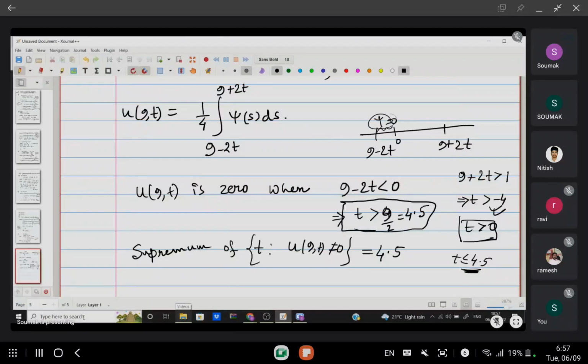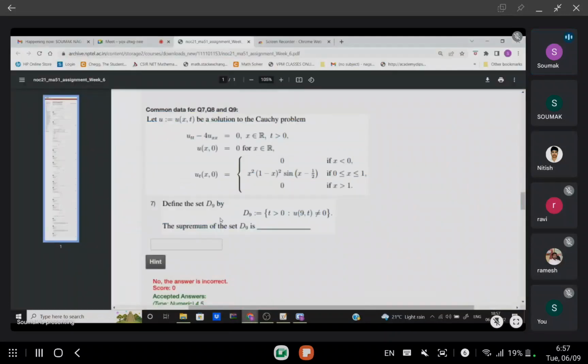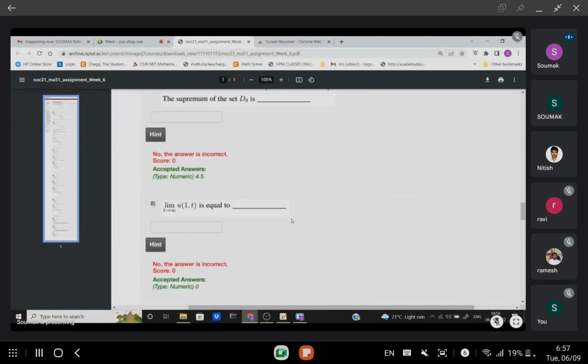Okay, is it okay? Yes, sir. Correct, sir. Okay, so then I will move to the next question. You have to find where it is non-zero. Where it is 0, then you find the reciprocal thing. Then you get the supremum. And the answer is also 4.5.